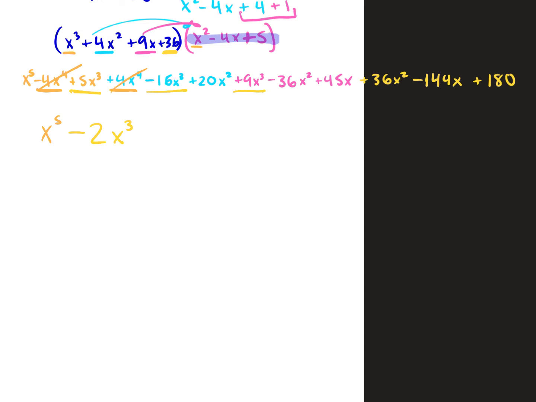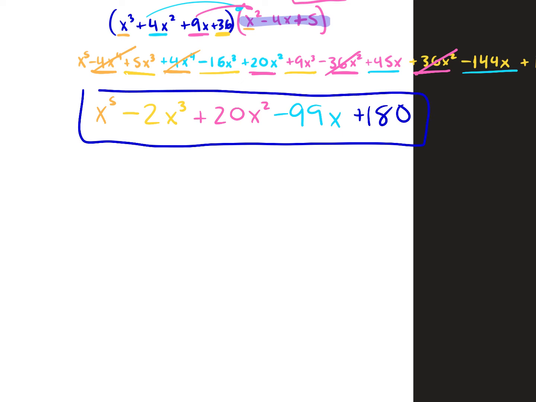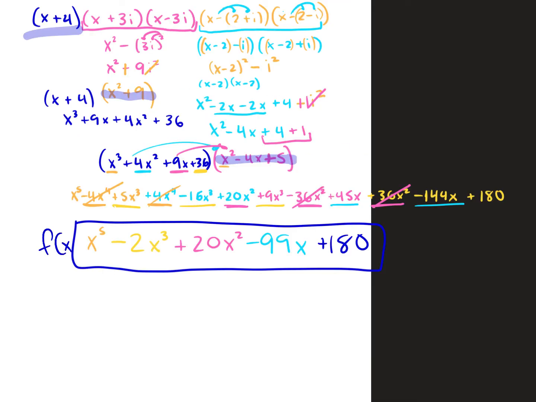Then I can move on to my x squareds. So 20x squared minus 36x squared and plus 36x squared. So the 36's will cancel. So this is just plus 20x squared. Then my x's, I have 45x and negative 144x. That would be negative 99x. And then just plus 180. And that's my answer. Yes, f of x equals.